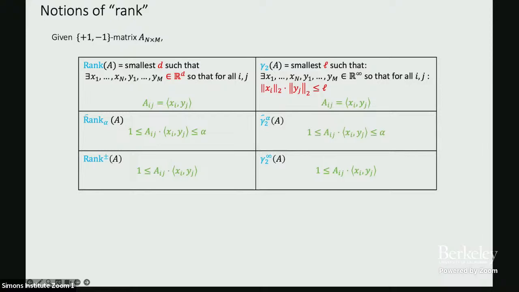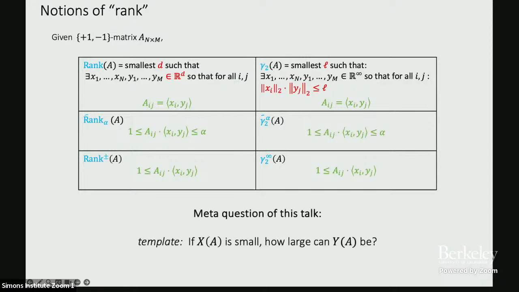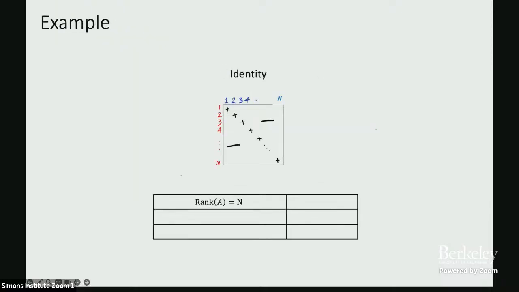The meta question in this talk has the following template. I'm picking one of these norms, one of these parameters, and I'm saying if that parameter is small, how large can the other parameter be? So there are 6 parameters, and you get 6 times 5, 30 questions. Many of them are trivial, so we'll be talking about some of the non-trivial ones, and even still not all of them are resolved. But it turns out that this question has different interpretations in many different areas, and it relates to a lot of different math.